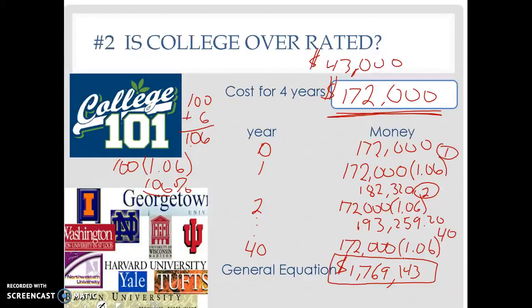What is our general equation? Our general equation is y equals $172,000, which is what we started with, times 1.06 to the x power. And if we wanted to figure out how much money we'd have after 50 years, I could let x be 50, and so on. So let's go ahead and take a look at another example.